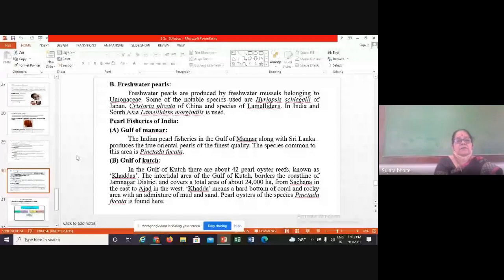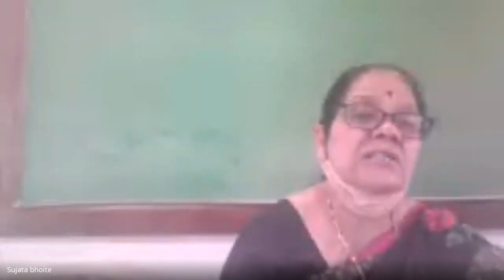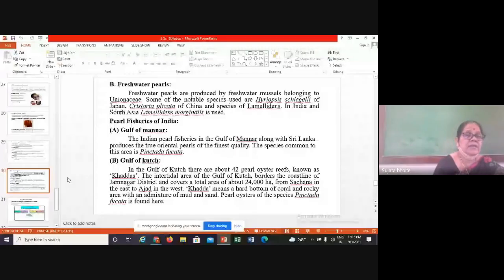There are two centers, the Gulf of Mannar and the Gulf of Kutch. These are the two areas generally mentioned for pearl fisheries in India. So these are the new points, the new additions, present in the Mollusca. In pearl culture, two types are present, marine water pearls and freshwater pearls. The different species are mentioned in these points.